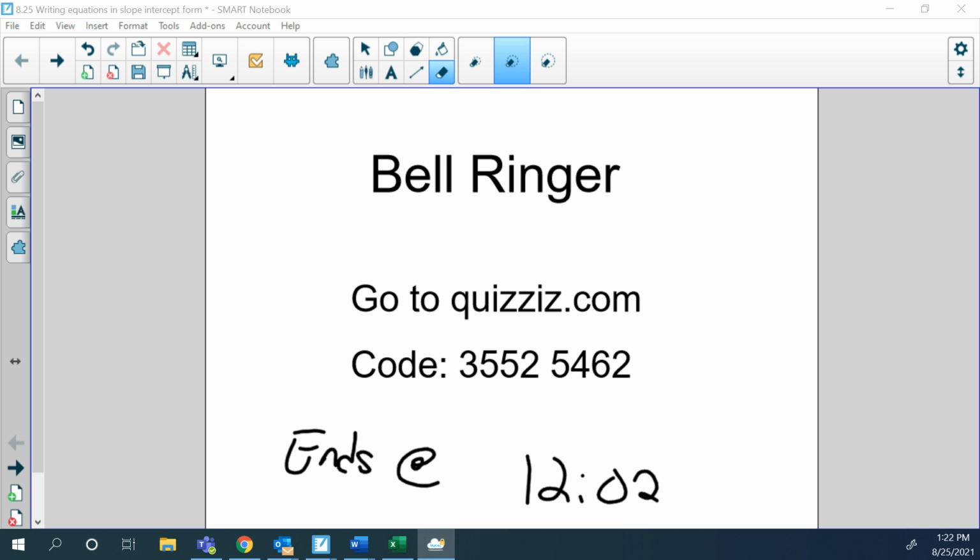Our class today's lesson is on writing equations in slope-intercept form. But before we begin, we have the bell ringer. You can go to quizzes.com and enter the code for the bell ringer.